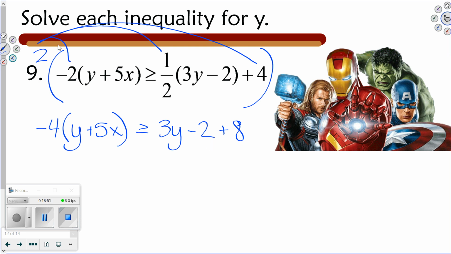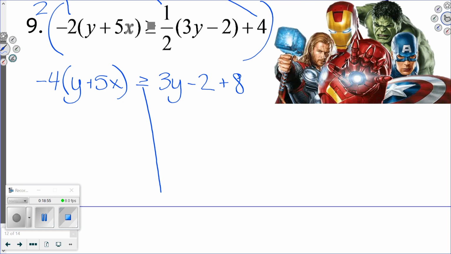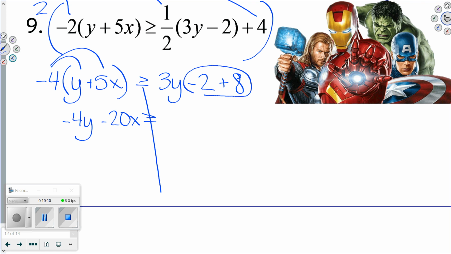All right, what should I do next? I would distribute. Yep, so we've got negative 4y minus 20x greater than or equal. Can I do anything on that side? Yeah, I'm going to put those like terms together, which will give me 3y plus 6, negative 2 plus 8 plus 6. All right, what do I do now?